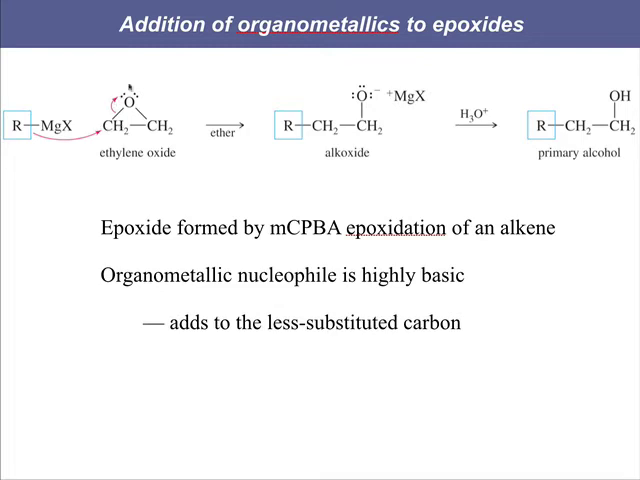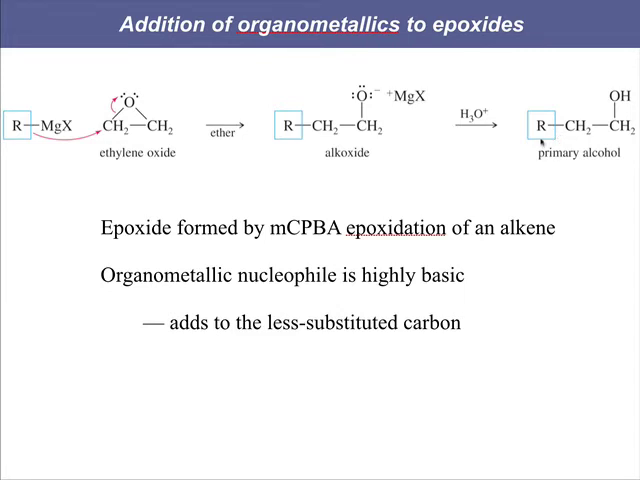That's going to open up the ring. That's going to put the R group on one carbon and the O- on the adjacent carbon. We will then finish the reaction just by adding a little bit of acidified water, and we will end up with our protonated alcohol. Don't forget that you can always make an epoxide from MCPBA oxidation of an alkene.